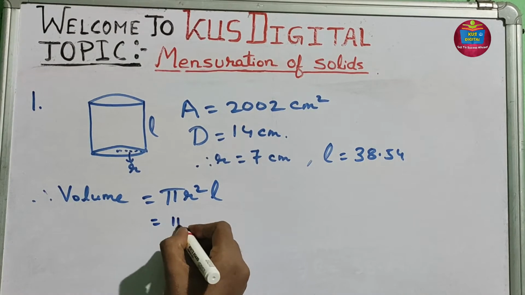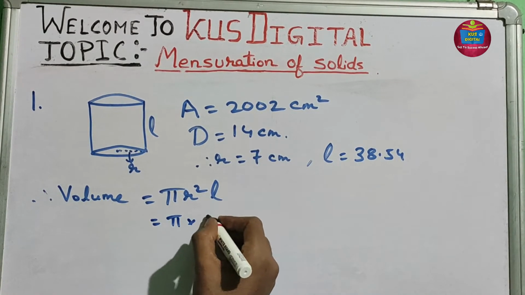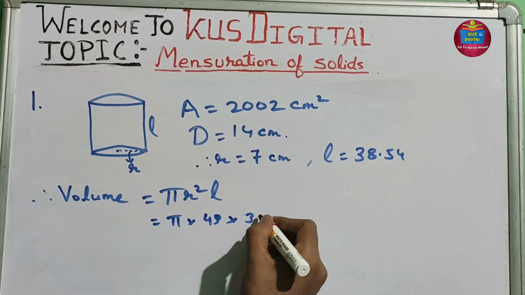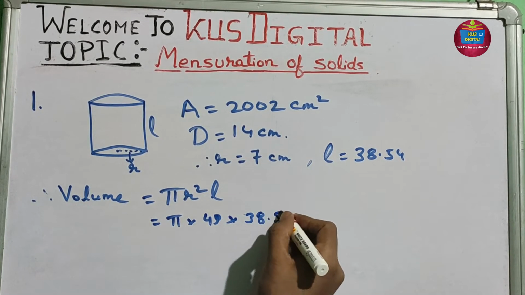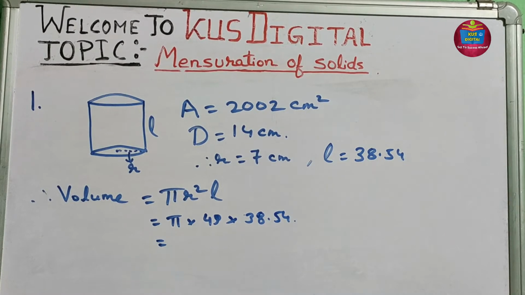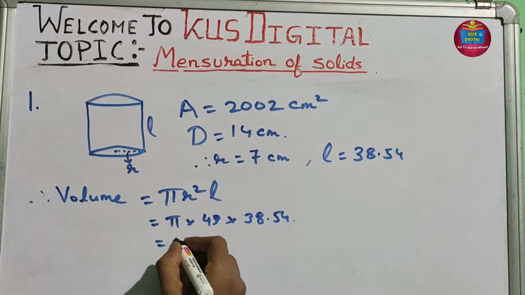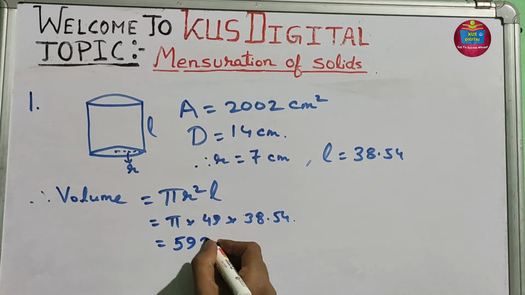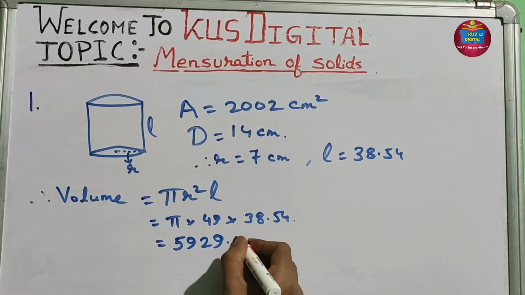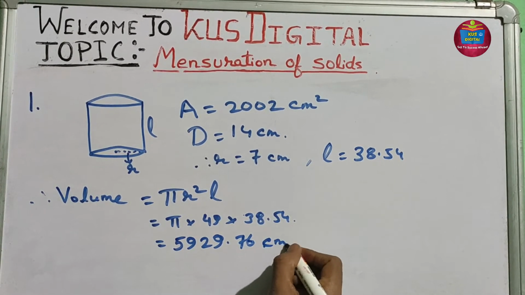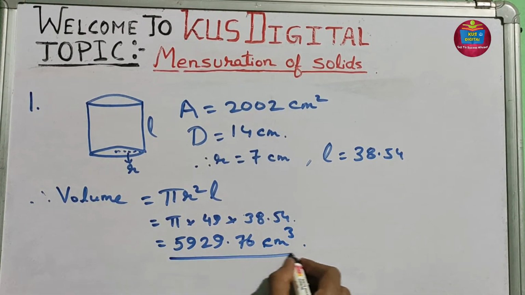So equals to pi into 7 square, that means 49, into 38.54. So after calculating it comes out to be 5929.76 centimeter cube. Now that's the answer.